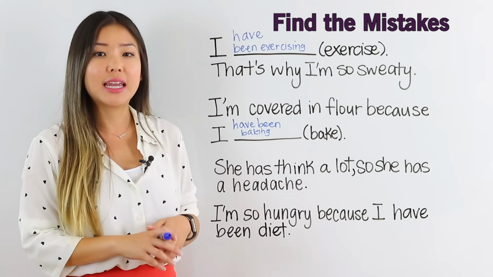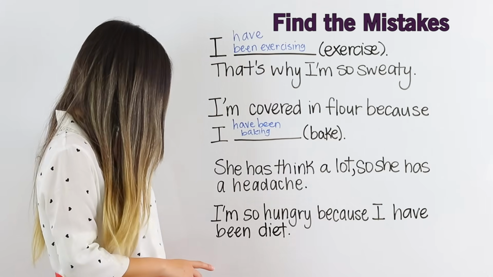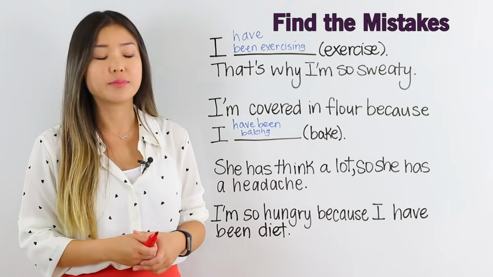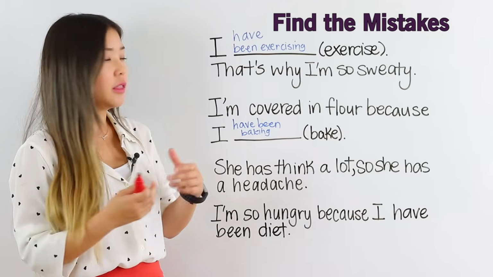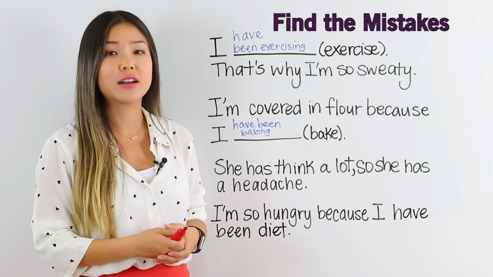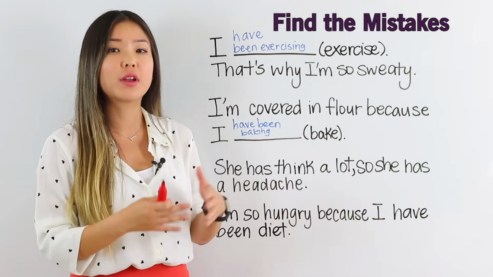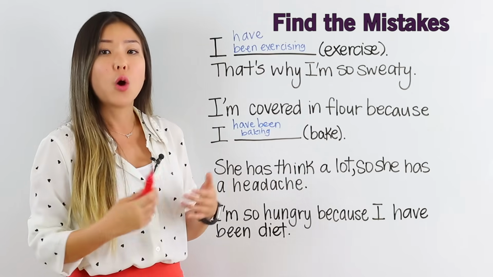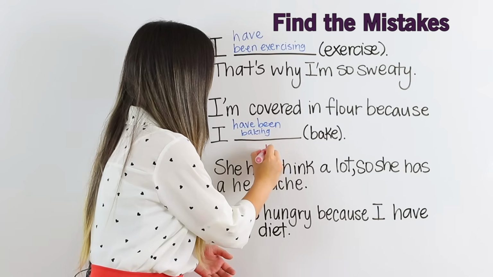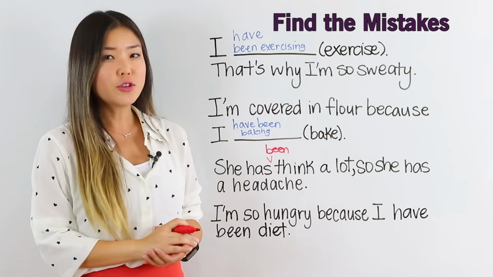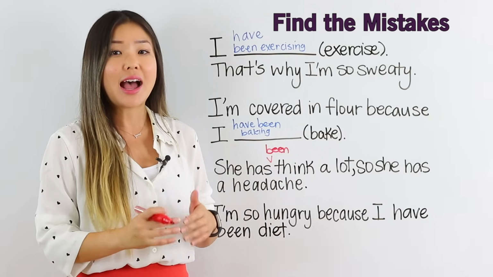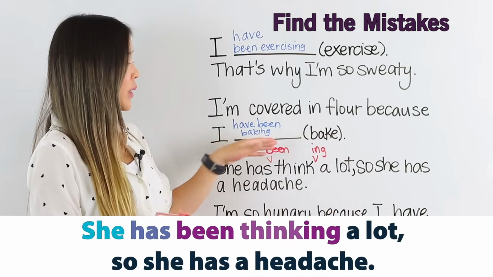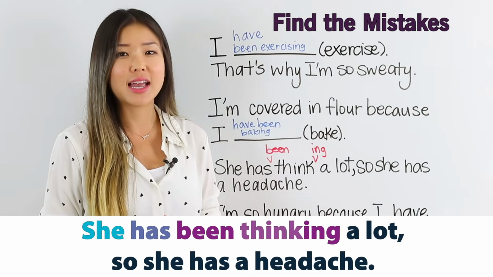Now, find the mistake in the next sentence. She has think a lot, so she has a headache. Take a look. The result is that she has a headache. So we need to use the present perfect continuous for the first part. She has is correct. What's missing? Don't forget the been. Also, don't forget that we need to add ing to the verb. She has been thinking a lot, so she has a headache.